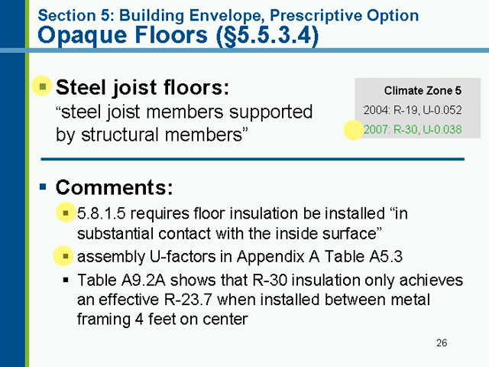Here for the assembly U factors, go to Table A5.3 and be aware here again they're short circuiting when you install the insulation between the steel joists. Typically the steel joists are spaced further apart than steel studs in walls. They're often just a few thinner rods, not the continuous metal, and so you see some derating, but for example, if it's R30 insulation, you achieve R23 when you use that between metal framing that's 4 feet on center. So not as bad as the wall studs, but again, there's the derating there.